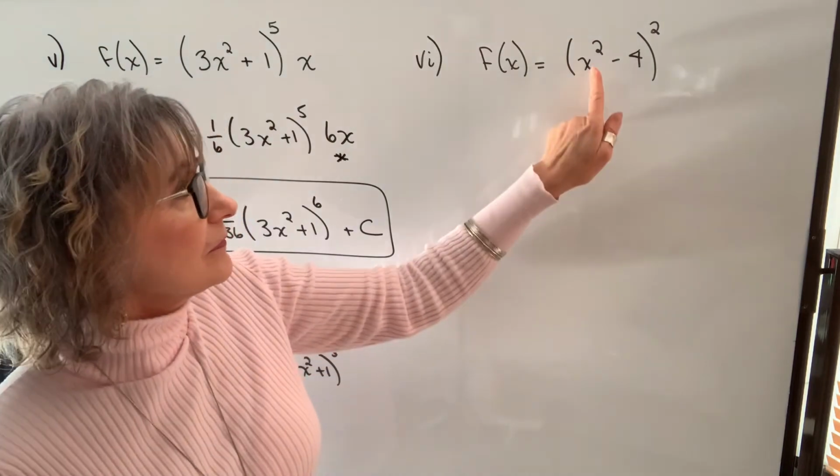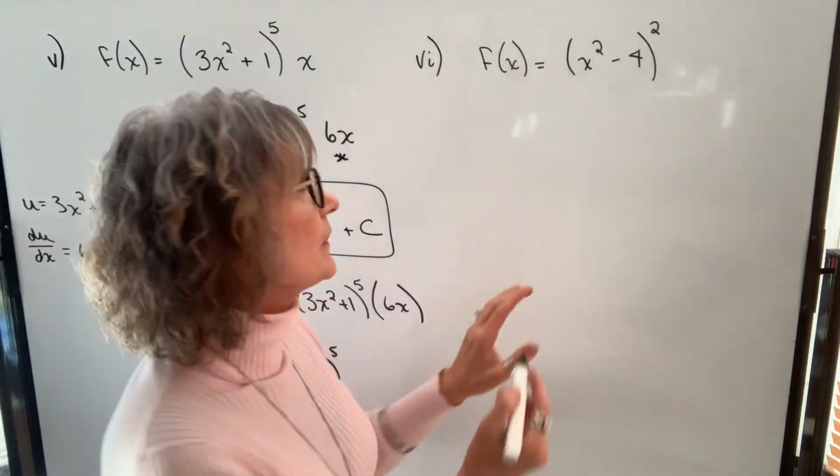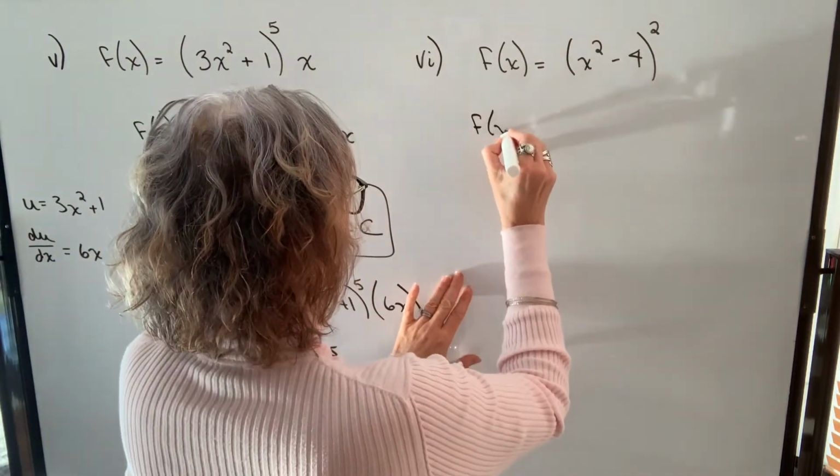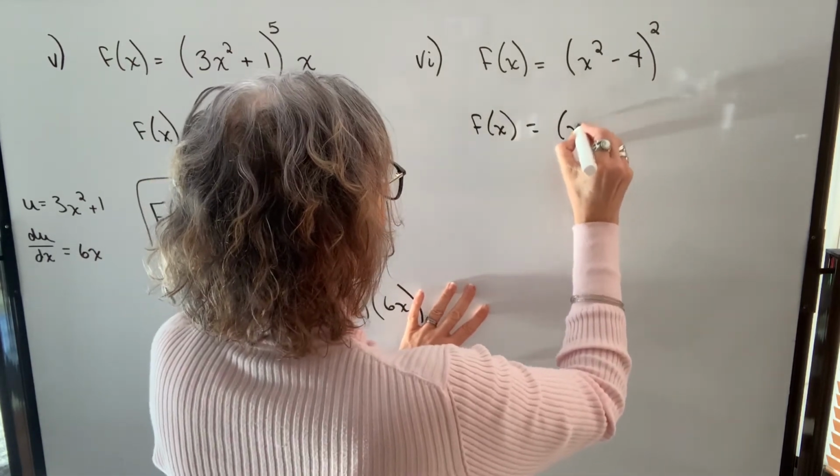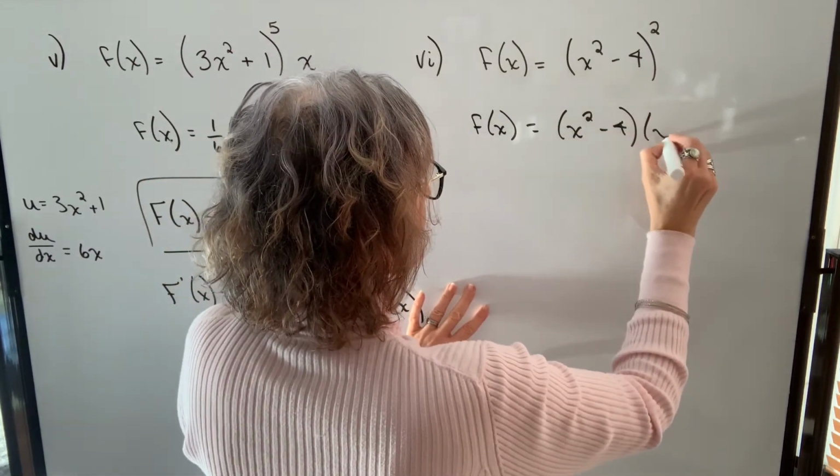However, I could expand this. So this function would be equal to x squared minus 4 times x squared minus 4.